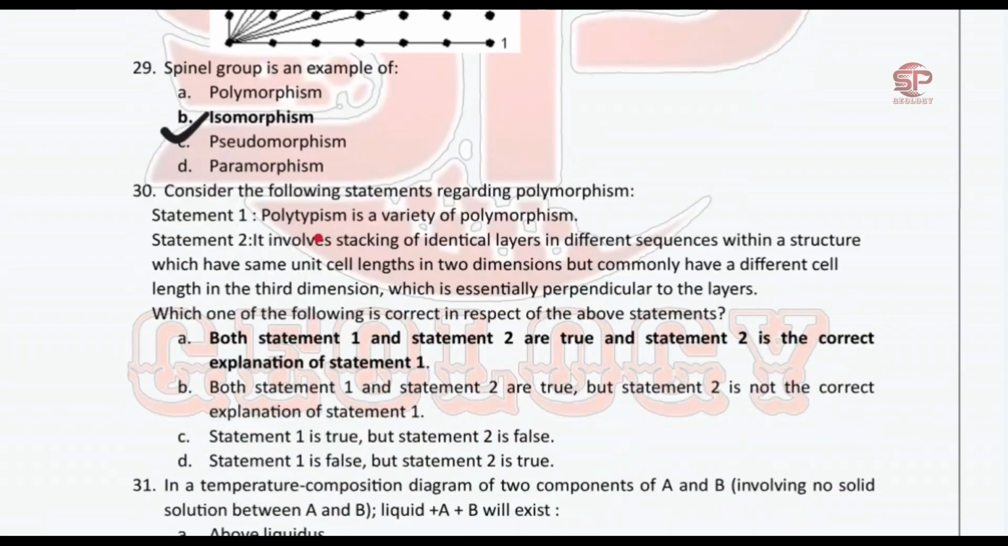Then comes this statement about polytypism. Polytypism is a variety of polymorphism, and we call it polytypism when you have different stacking sequences in the structure. It is a stacking structure where different segments within a structure have the same unit length in two dimensions, but commonly have different unit length in the third dimension. So in one dimension you have a different cell length. This is called polytypism. So both statements are correct, and statement 2 is the correct explanation for statement 1.